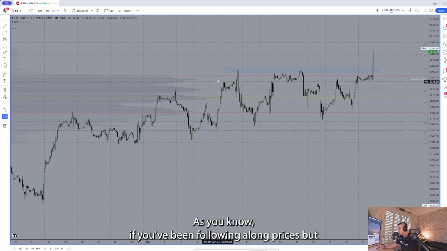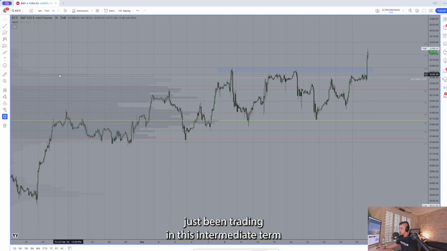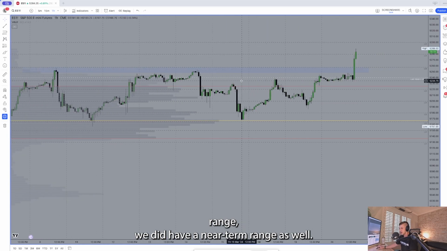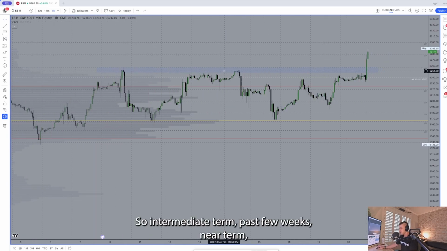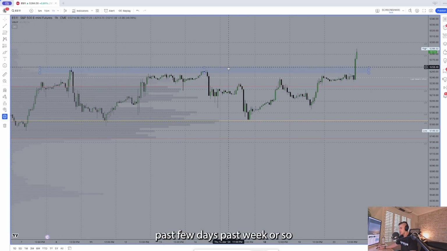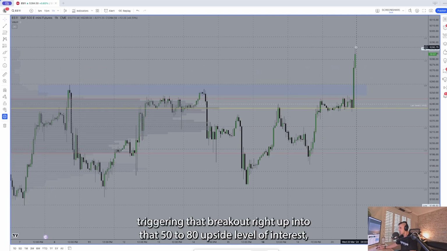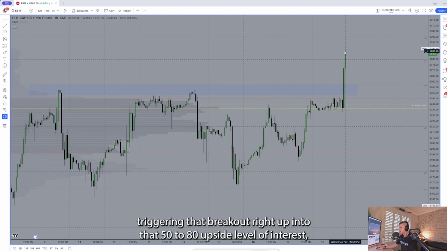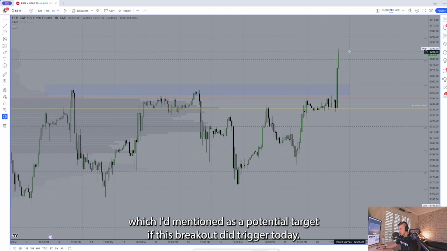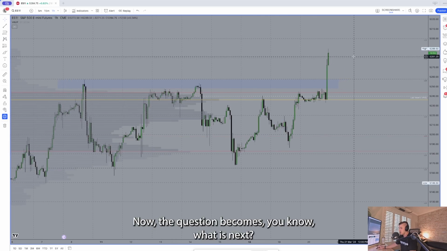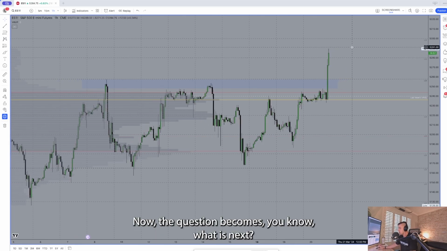As you know, if you've been following along, price has just been trading in this intermediate term range. We did have a near term range as well. So intermediate term past few weeks, near term past few days, past week or so. Today, triggering that breakout, right? Up into that 5280 upside level of interest, which I'd mentioned as a potential target if this breakout did trigger today. Now the question becomes, what is next?